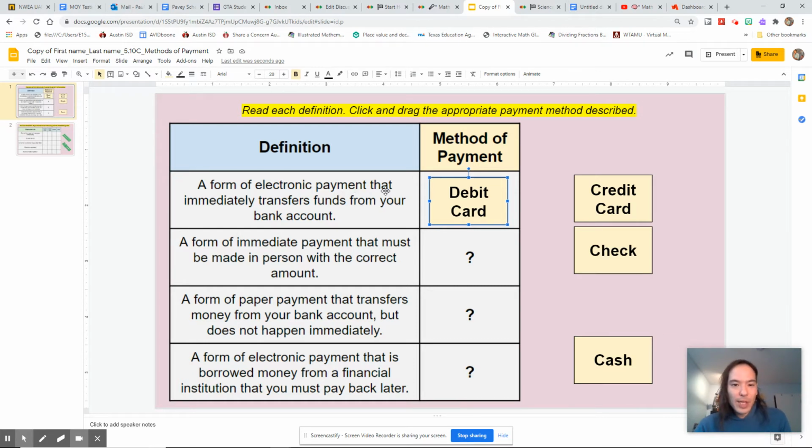So, a form of electronic payment that immediately transfers funds from your bank account. It's your money because it's your bank account. It's electronic, so it's not cash or check, and then immediate transfer: a debit card.